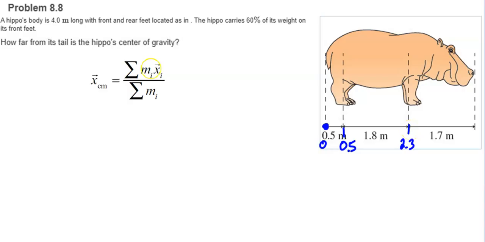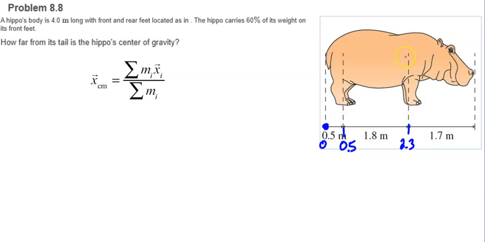Now, let's talk about what this equation means. What this says is that the sum, that's what sigma means, the sum of each mass times each position, just add them all up, however many masses and however many positions.